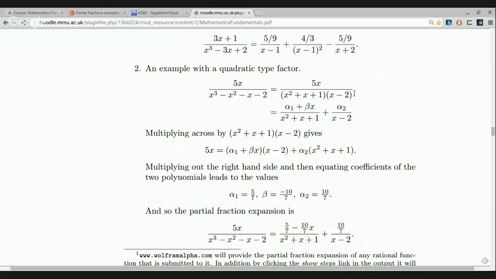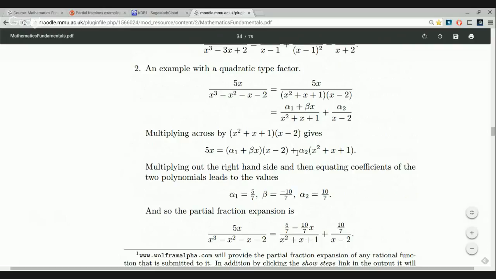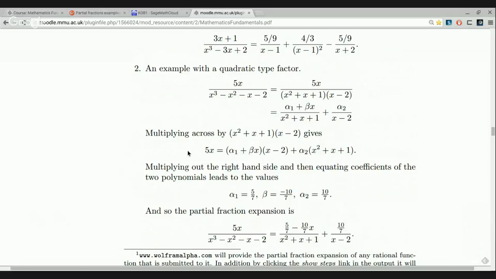And the only way that these 2 polynomials can be equal is if their corresponding coefficients are equal. So the total coefficient of x squared on the right-hand side will have to be 0, because there is no x squared on the left-hand side. The total coefficient of x on the right-hand side will have to equal 5. And the total constant coefficient on the right-hand side will have to equal 0, because there is no constant on the left-hand side.